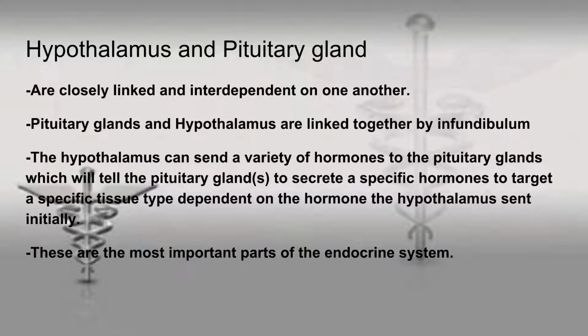For example, if the hypothalamus secreted the corticotropin releasing hormone to the anterior pituitary, then the anterior pituitary would know to release the adrenocorticotropic hormone to target the adrenal cortex. I'll have a chart displaying a good bit of them after this slide. These are the most important parts of the endocrine system because they make every other part of the endocrine system work.